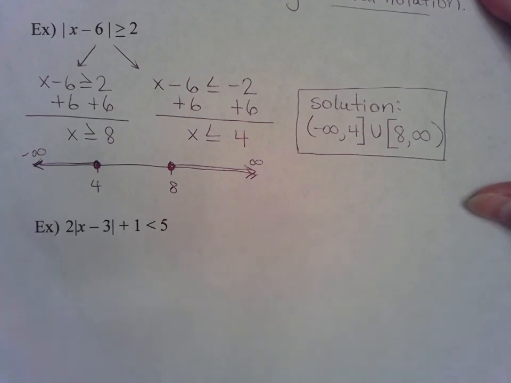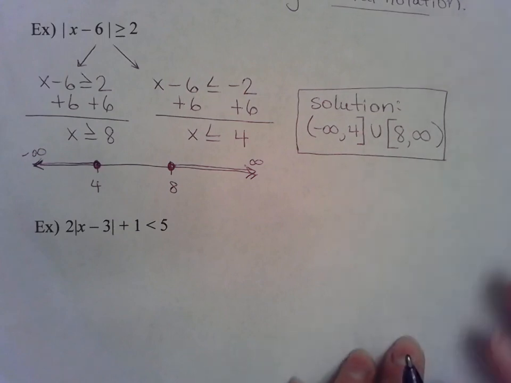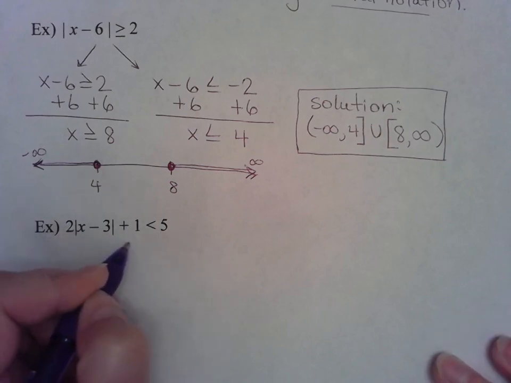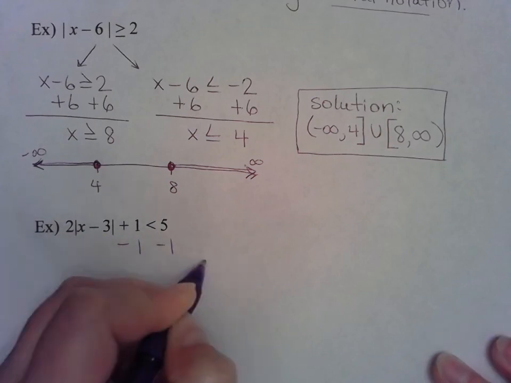Okay, so now we have 2 times the absolute value of x minus 3 plus 1 is less than 5. Remember that first step, it's very important, and that is to get the absolute value part by itself. So I want to start by moving this 1 over. So I'm going to subtract 1 from both sides.